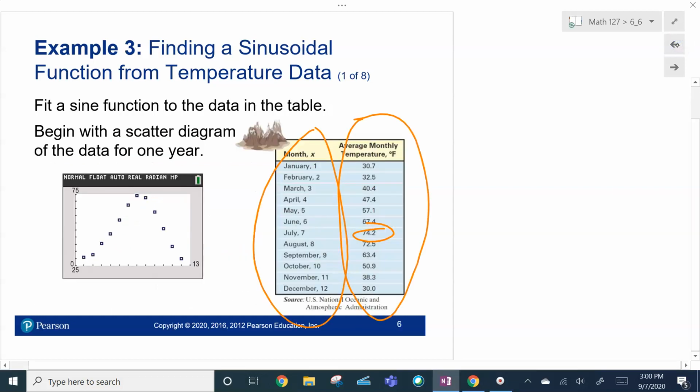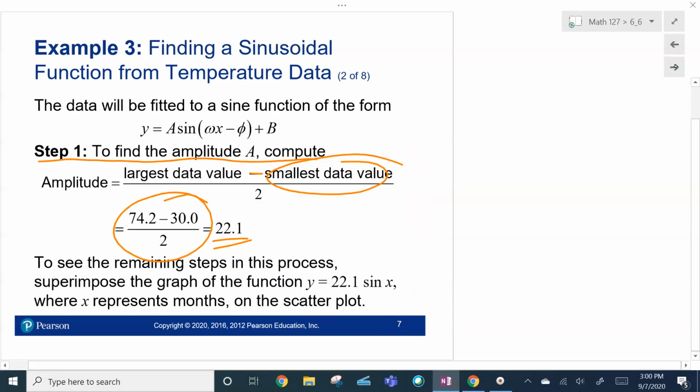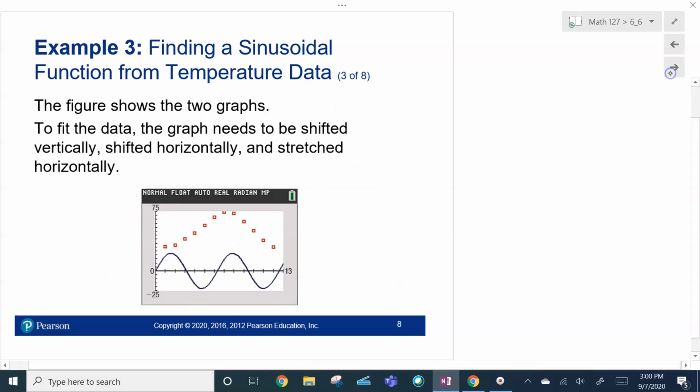And you notice here, it's going up initially, right, like the sine function. So we got a positive on this thing, 22.1, okay? Sine x. So at this point, we have our amplitude. Number 2, you can see what we have so far, 22 sine x.